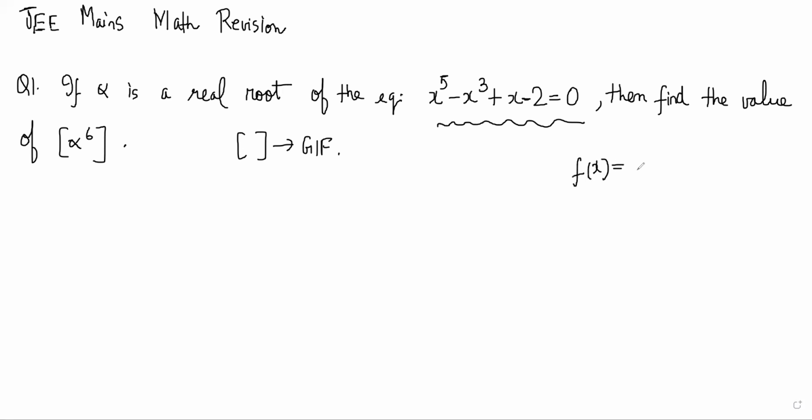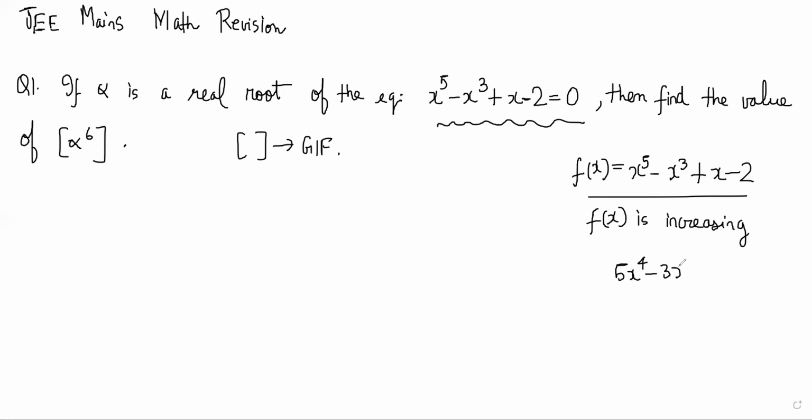Think of the function f of x equal to this. The function is an increasing function, because if we find f dash, f dash is going to be always positive: 5x power 4 minus 3x square plus 1. Discriminant is 9 minus 20, which is negative, right? F dash x is always positive. That means only one real root. Correct.